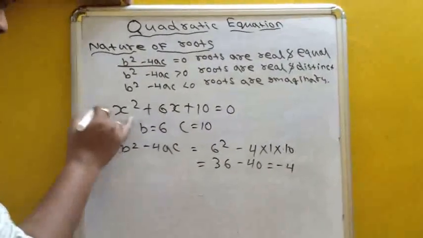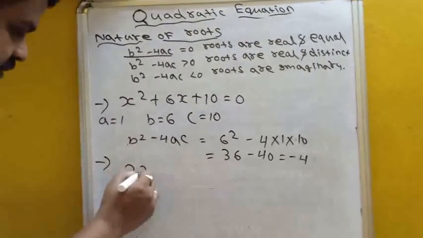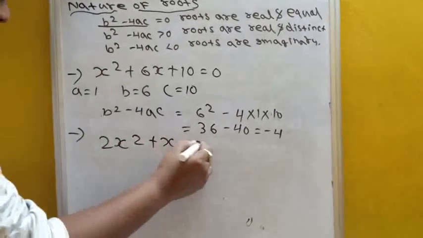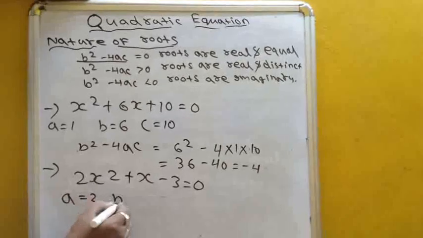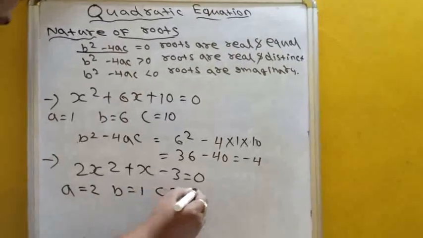But another problem, I want to write 2x square plus x minus 3 equals 0. So here a equals 2, b equals 1, c equals minus 3.